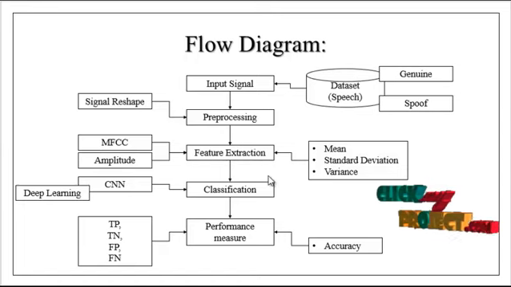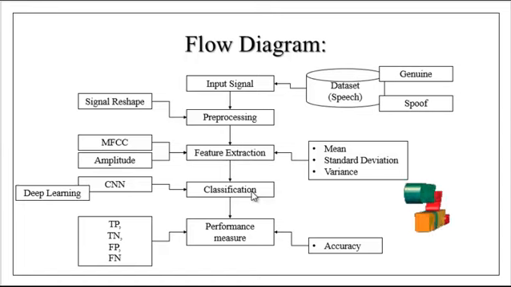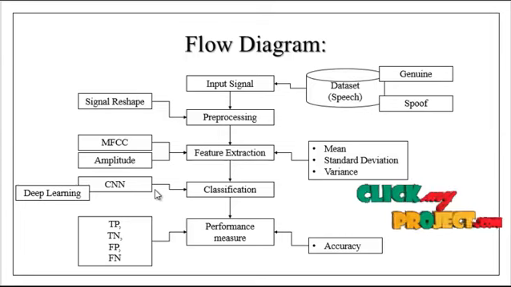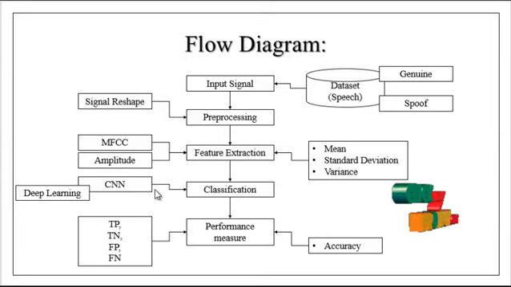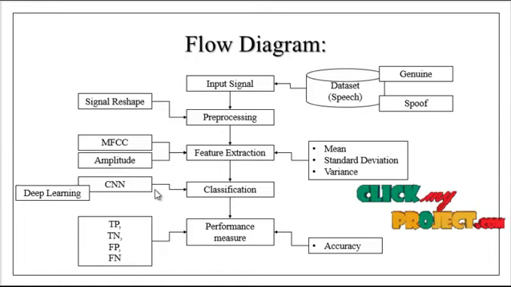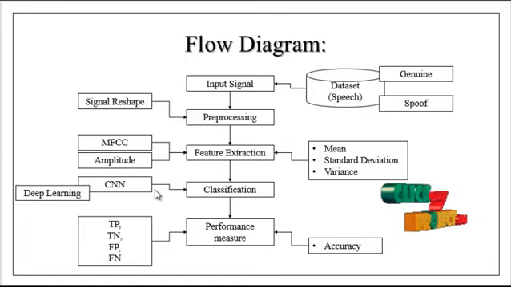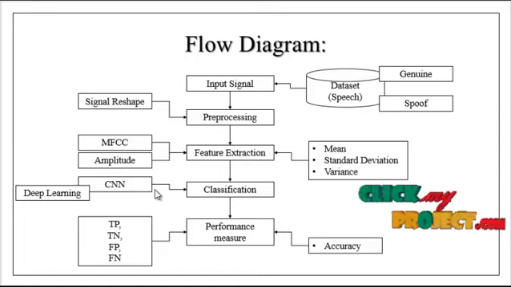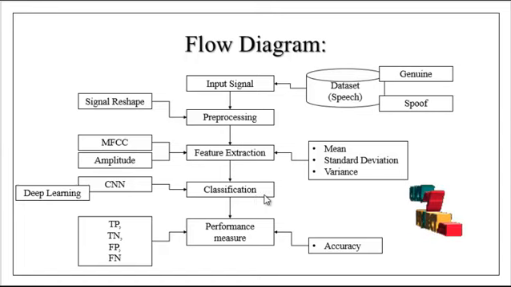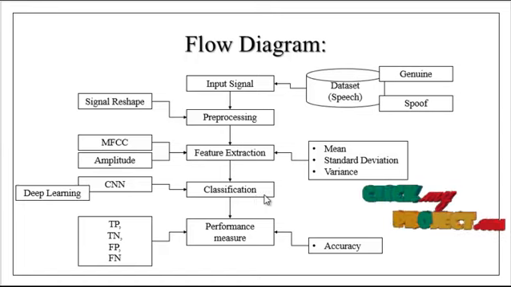After doing the feature extraction, we are going to do the classification part. In this classification part, deep learning is used to classify whether the input signal is genuine or spoofed. We detect genuine or spoof by using deep learning with a CNN. The algorithm used is a convolutional neural network. By using this only, we detect whether it is genuine or spoof. In case it is a spoof, the indication will be displayed there.